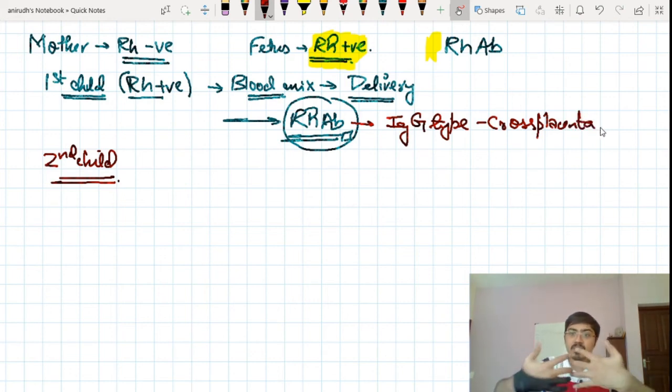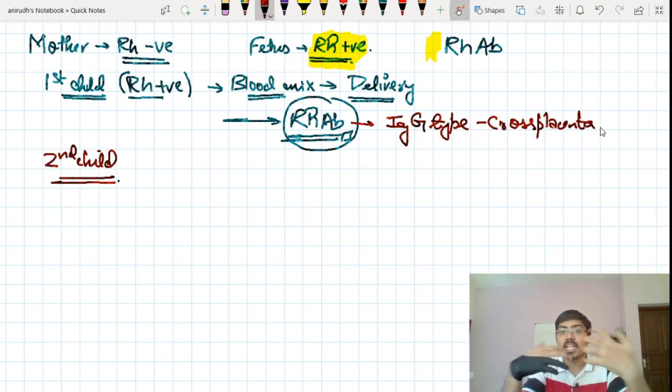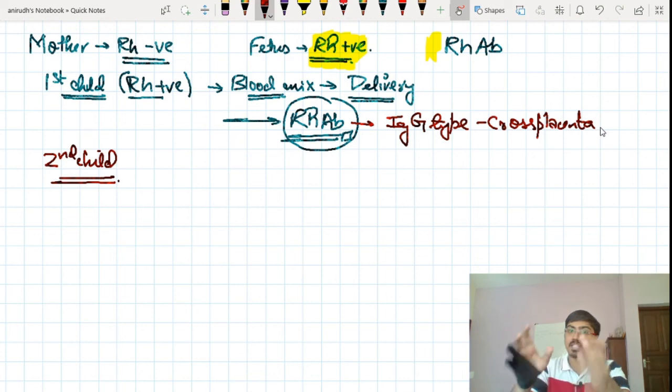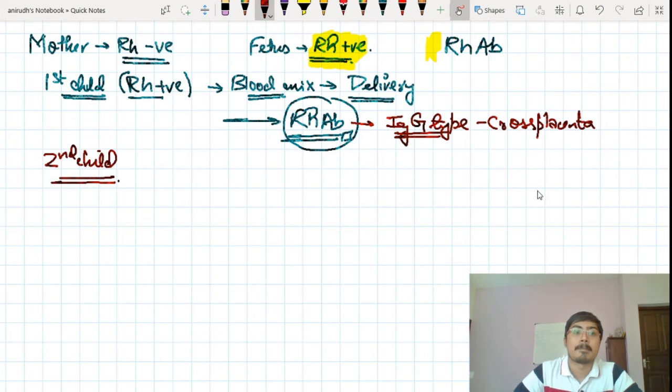Right? So even if the blood is not mixing, the IgG type antibody, which is the Rh antibody, can directly go from this area to the other area, just like the nutrients are going from the mother's blood to the fetus blood. This antibody will also go from the mother's blood to the fetus blood during the time of pregnancy, not just during the time of delivery, because it can cross the placenta. This is the most important feature. So it can cross the placenta, right?